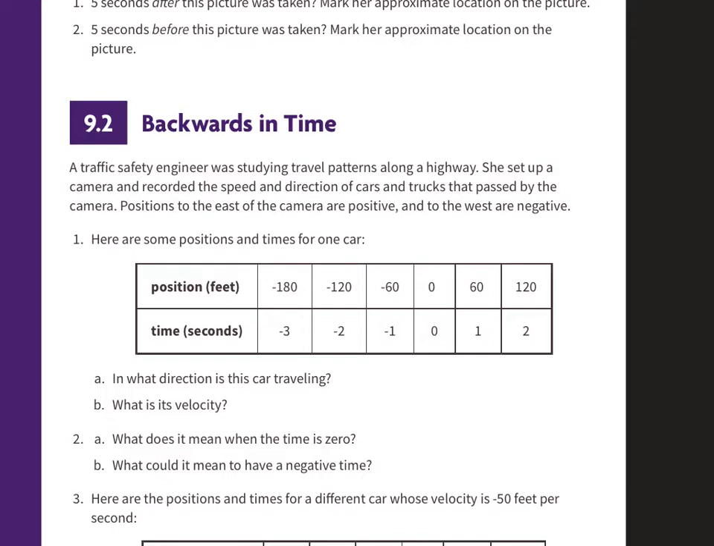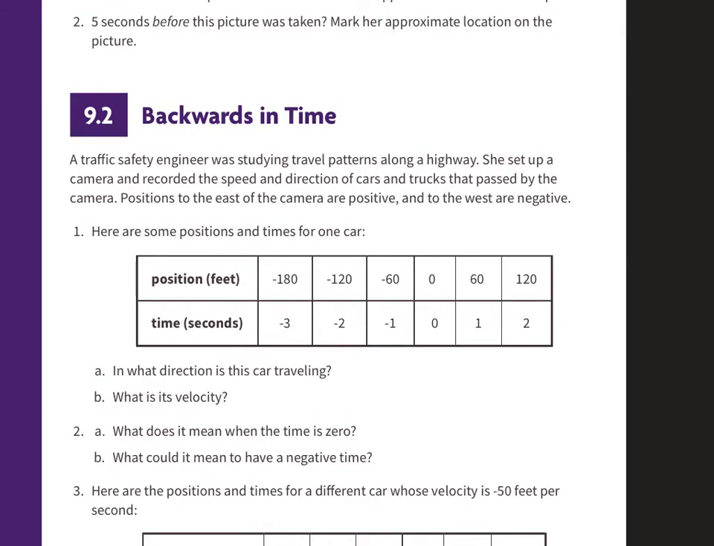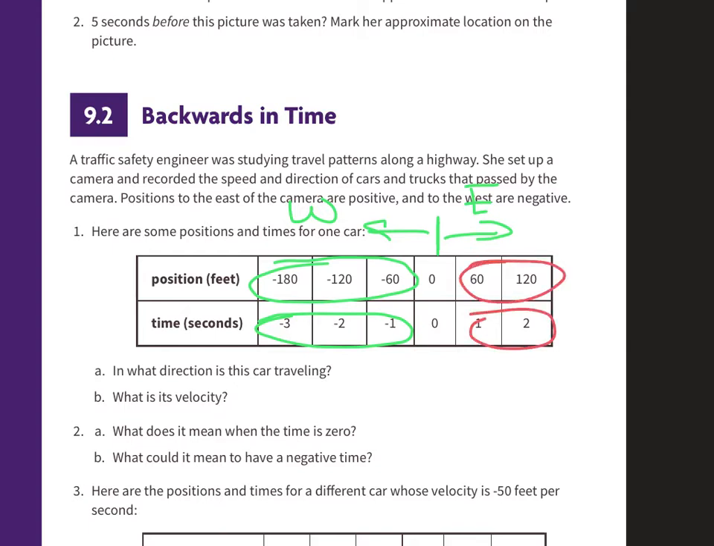Here are some positions and times for a car. So 3 seconds before she was 180. 2 seconds before she was negative 120. So if we think of everything west of the camera, so the camera's right here. Let me mark it. The camera's right here. So everything over here is west. Everything over here is east. So if you notice, before she is negative and after she passes the camera, she's positive direction. So the car's going west to east.